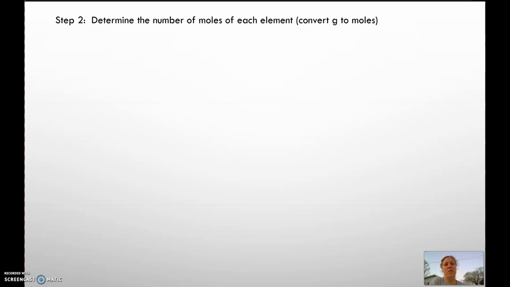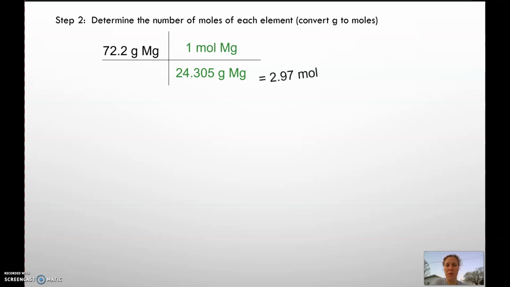Step two is the mole ratio, so you have to determine the number of moles of each element. You have to convert grams to moles. So you've got our two starting numbers, 72.2 grams of Mg. Grams to moles is divide by molar mass. Molar mass goes like this: grams cancel diagonally, 1 mole on top. That's 2.97. My recommendation is to do 2 or 3 decimal places.